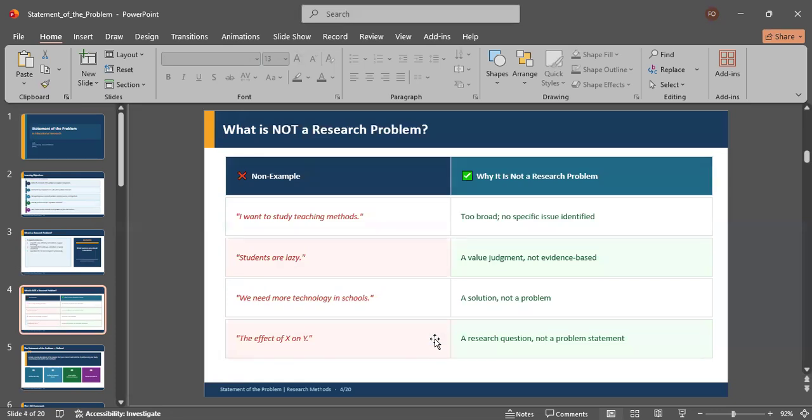So this slide says, what is not a research problem and what is a research problem? I have like 4 examples here. Example 1 on the left here says, I want to study teaching methods. That is not a research problem. And this is why it's not a research problem. It says, too broad, no specific issue identified.